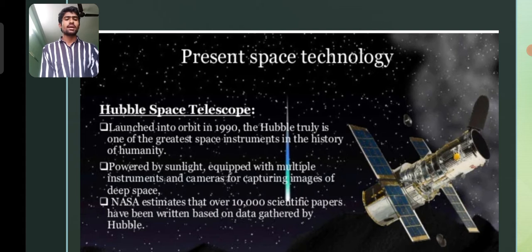The Hubble telescope has taken pictures of space, and with the help of the pictures and the data, NASA estimates that 10,000 scientific papers have been written by people with the help of the Hubble Space Telescope.